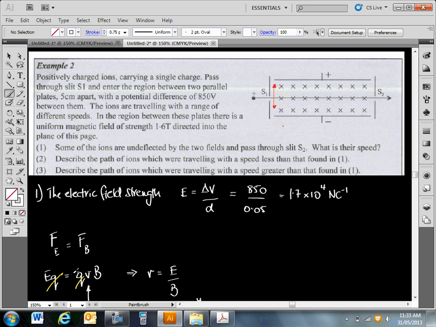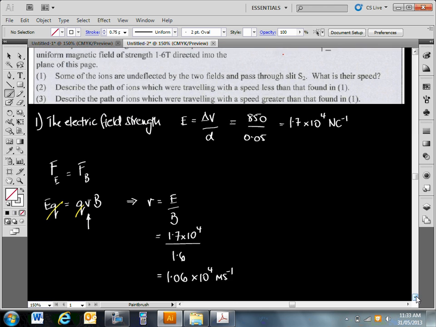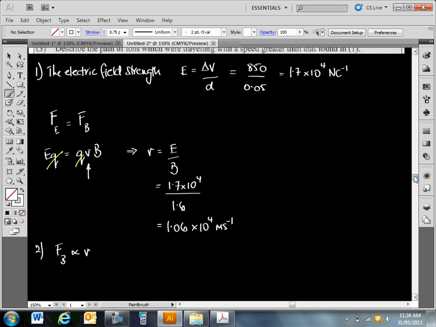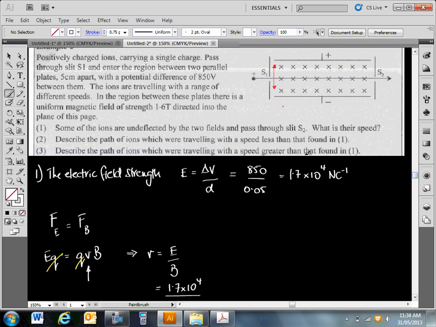We know that the force due to the magnetic field is dependent upon V. So if V is reduced, what happens to the force due to the magnetic field? Because they're proportional, aren't they? Okay, well, I better put it down with question 2. F sub B is proportional to V. So if V is reduced, so is the force due to the magnetic field, and we have a resultant electric field force, which is down the page, and we'll see this.